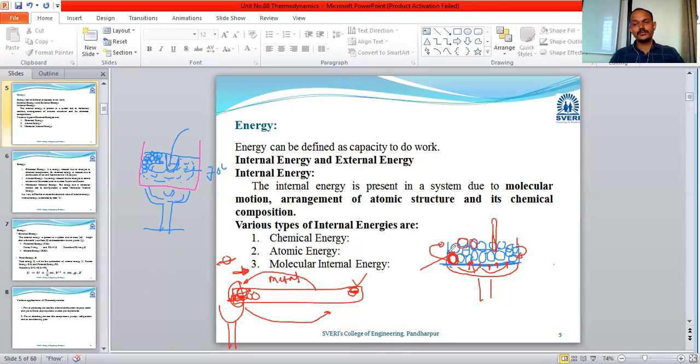Okay, it means every molecule possesses some amount of energy, and one molecule transfers energy to its neighboring molecule due to potential difference. Up to that it is okay. Is somebody having any doubt? No, sir. Okay.